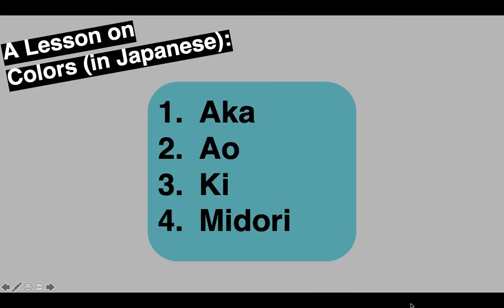So, let's practice pronouncing them. Please repeat after me and pause the video if necessary. So, repeat after me. Aka, ao, ki, midori. Let's say them again. Aka, ao, ki, midori.